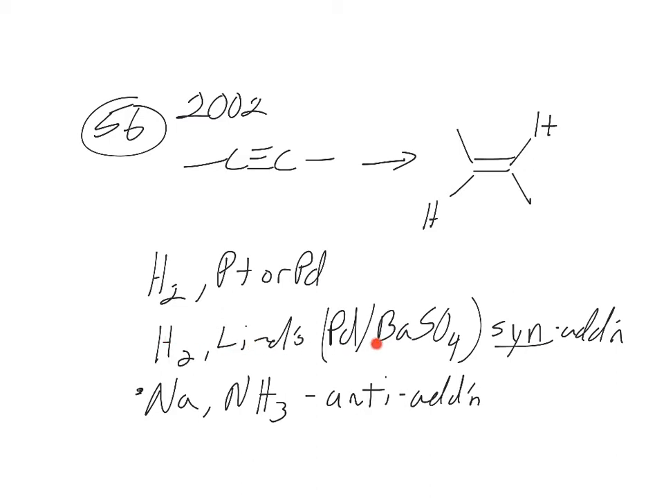H2 with Lindlar's turns an alkyne to an alkene, a cis alkene, because it has a syn addition. Sodium metal in liquid NH3 gives you an anti-addition, gives you a trans alkene. Alkyne to trans alkene. So the answer for 56 is D.